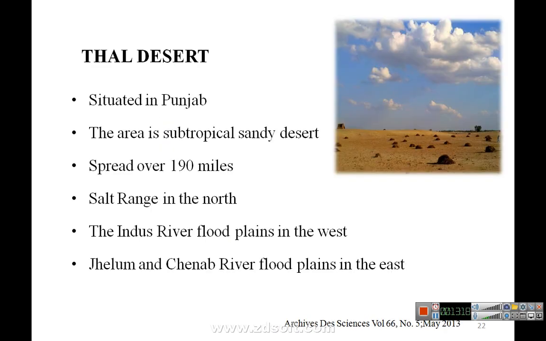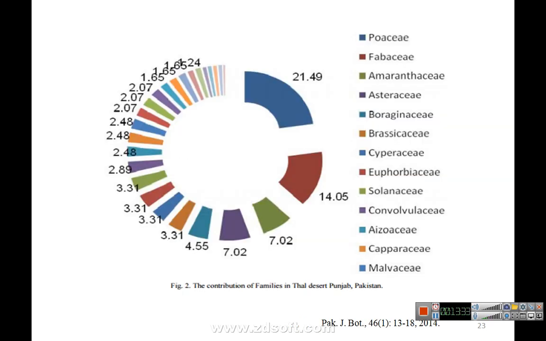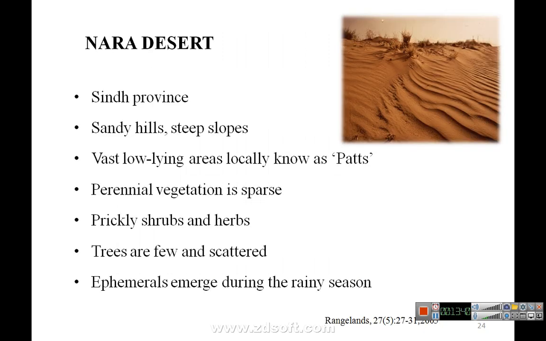Thal Desert, situated in Punjab. The area is a subtropical sandy desert spread over 190 miles, with the Salt Range in the north, the Indus River floodplains in the west, and the Jhelum and Chenab River floodplains in the east. And this is also again the different species. You may see it by pausing the video.